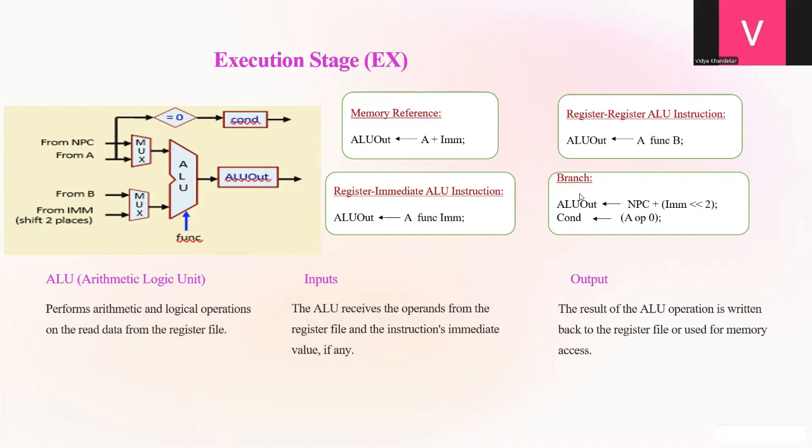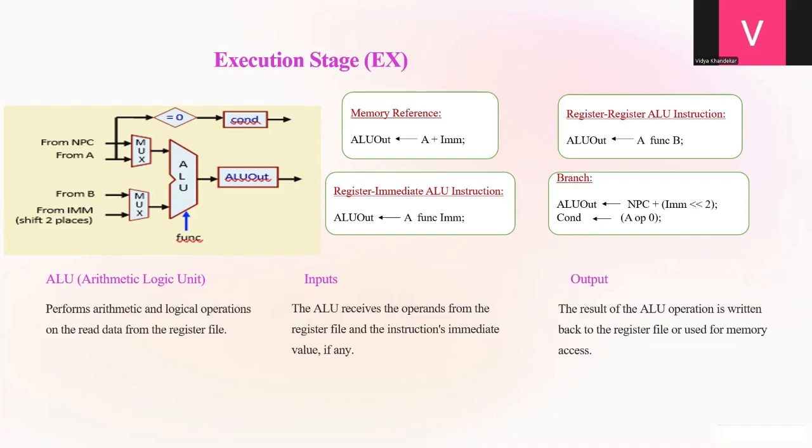And for a branch, the NPC value must be added with the immediate value. For branching, the first mux selects NPC and the second mux selects the immediate value, shifted left two positions. So in this case, the NPC value will come in from one mux, and the immediate value will go in from the other.